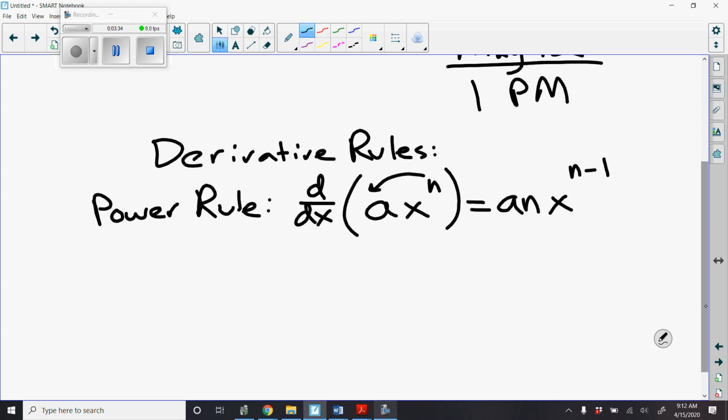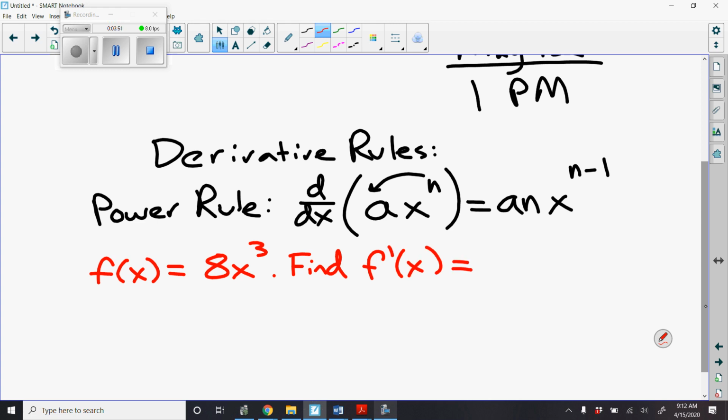A couple of examples here. Okay, again, very simple here. I'm going to take my exponent and multiply it out front. 3 times 8 is 24. And I have to reduce my power by 1, 2. Okay. So again, derivatives are very simple when they're in that ax to the n form. It's really easy to use the power rule.